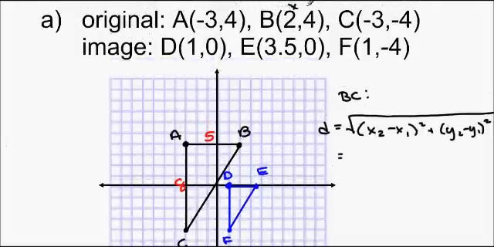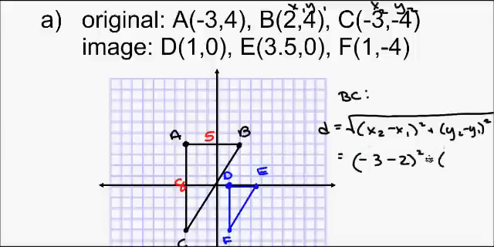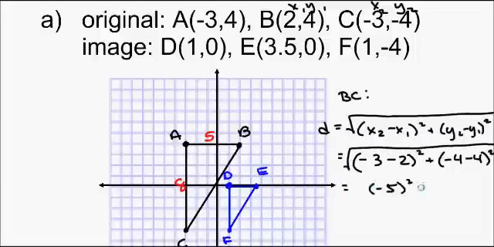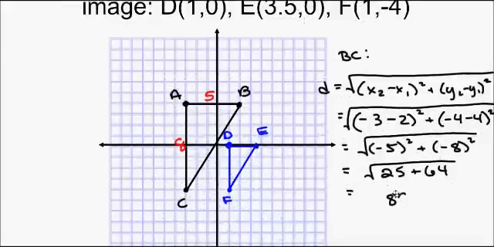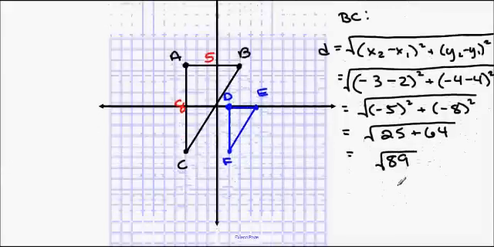So I have x1, y1, x2, y2 as 1, 1, 2, 2. Okay, so I'm going to have -3 minus 2 and -4 minus 4, plugging them in. And I get the square root of (-5) squared plus (-8) squared. So this is the square root of 25 plus 64, which is the square root of 89, which isn't really a pretty number, but we'll let that be.